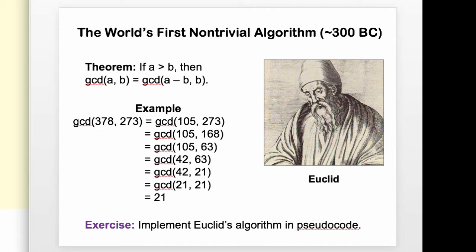So again, we'll take a couple minutes, use this idea to implement Euclid's algorithm on the pseudocode level, and then we're going to transition towards actually implementing this in Go.